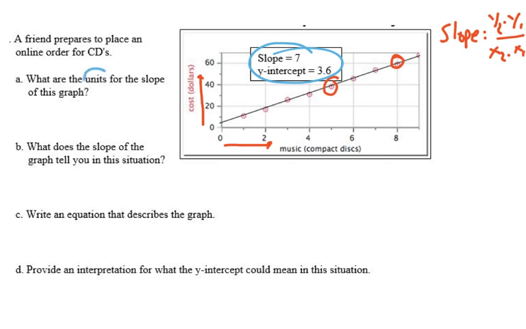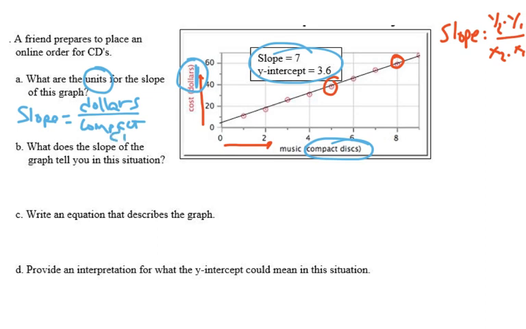When we're looking at the units, we're looking at what we are dividing by what. So in this case, our slope would equal our y value, which is dollars, for each compact disc, okay? So we would be doing the cost in dollars for each compact disc. That's what the units on my graph give me for the slope.